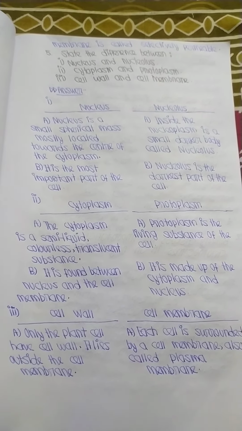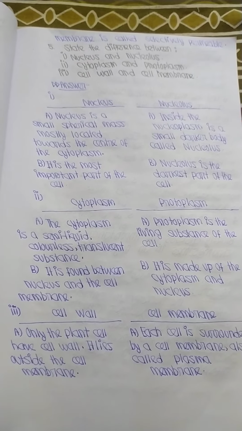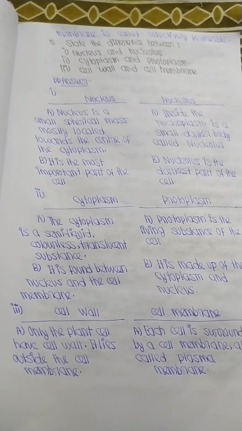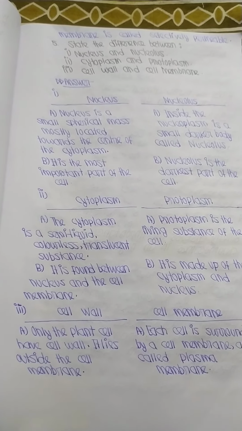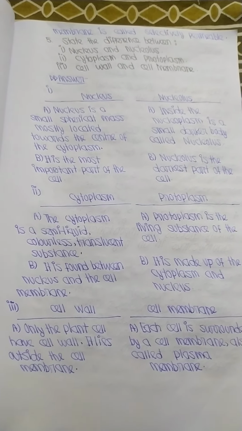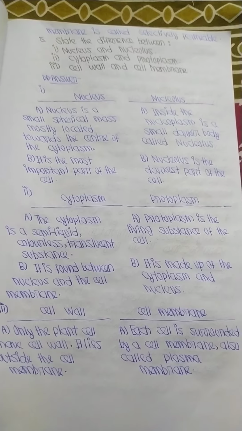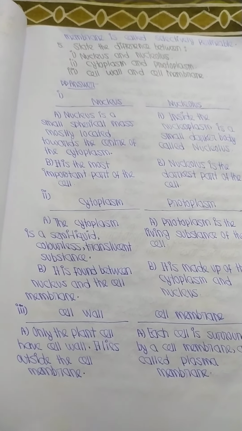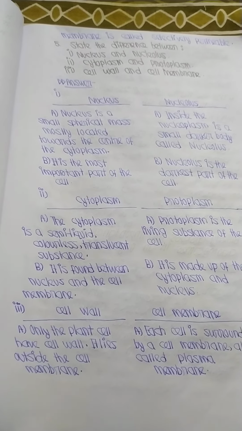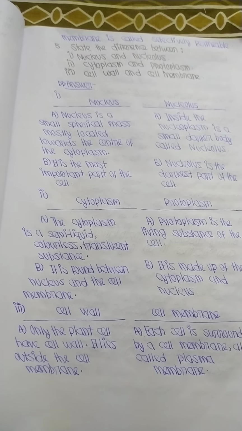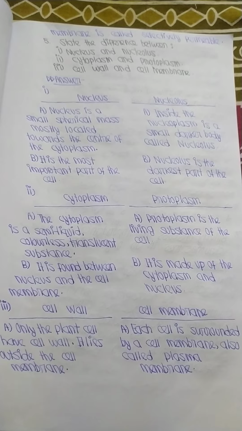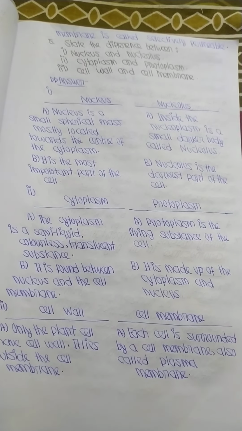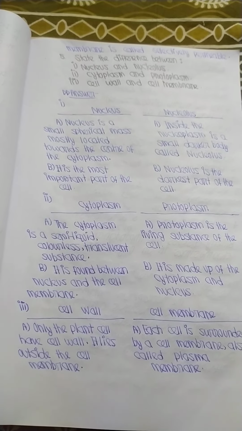Number 2, cytoplasm and protoplasm. Cytoplasm. A. The cytoplasm is a semi-liquid, colorless, translucent substance. Protoplasm. A. Protoplasm is the living substance of the cell. Cytoplasm. B. It is found between nucleus and the cell membrane. Protoplasm. B. It is made up of the cytoplasm and nucleus.